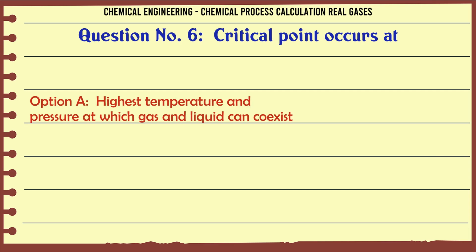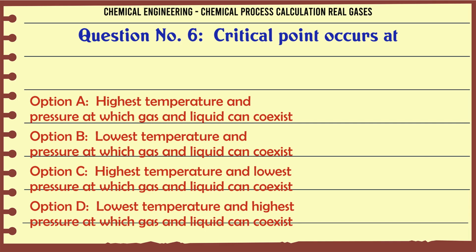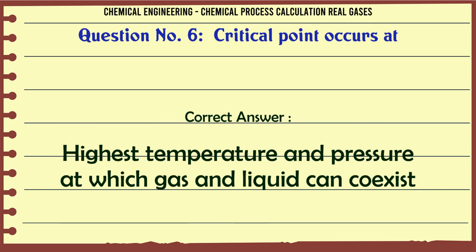Critical point occurs at A. Highest temperature and pressure at which gas and liquid can coexist, B. Lowest temperature and pressure at which gas and liquid can coexist, C. Highest temperature and lowest pressure at which gas and liquid can coexist, D. Lowest temperature and highest pressure at which gas and liquid can coexist. The correct answer is highest temperature and pressure at which gas and liquid can coexist.